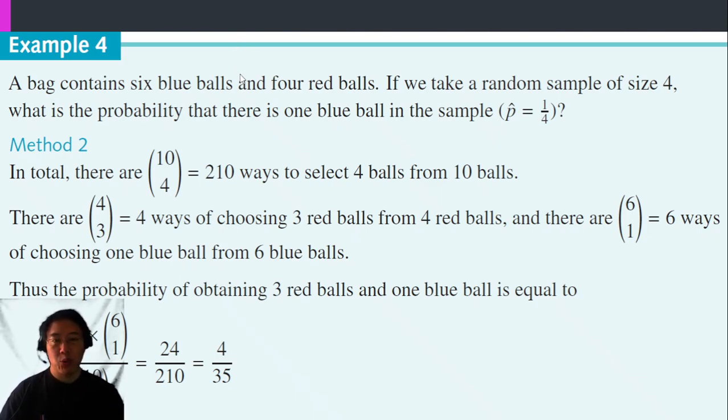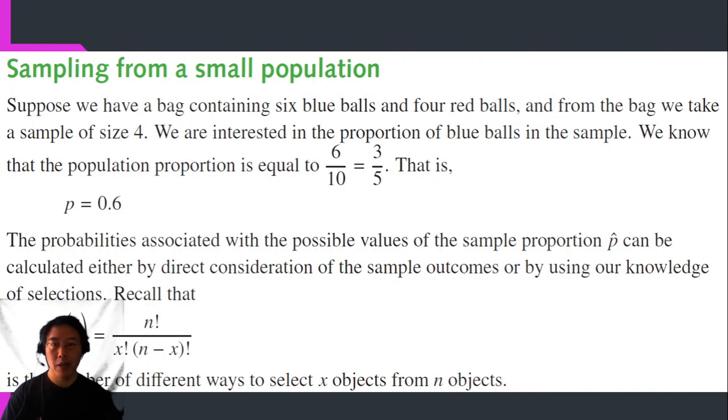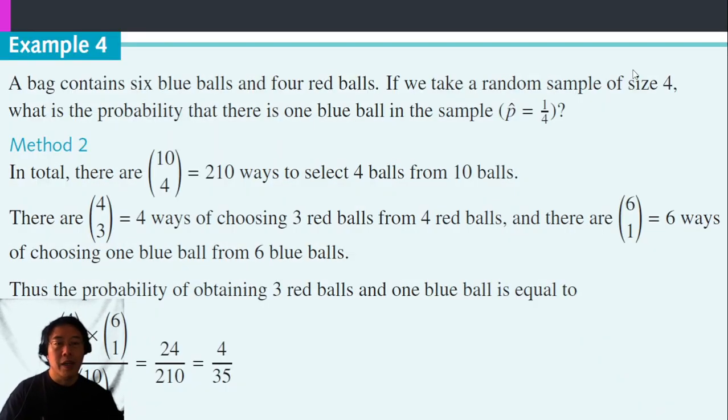So let's look at an example with a calculation. Again, it's the same situation: 6 blue and 4 red. Now we take a random sample of size 4. What is the probability that there is one blue ball in the sample, or the proportion of blue balls is 1/4? So 1 is the number of blue balls, and 4 is the total number, the sample size.